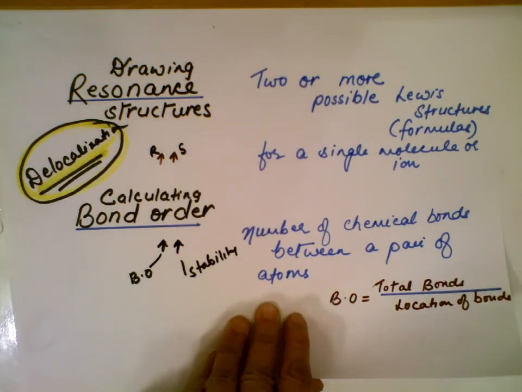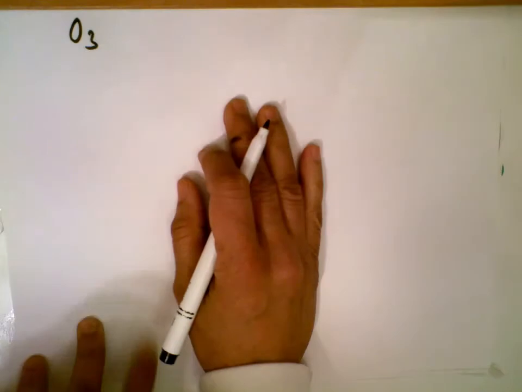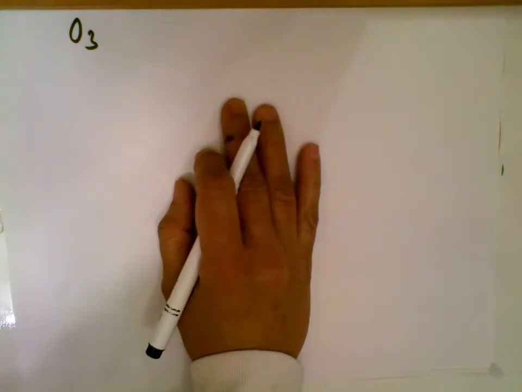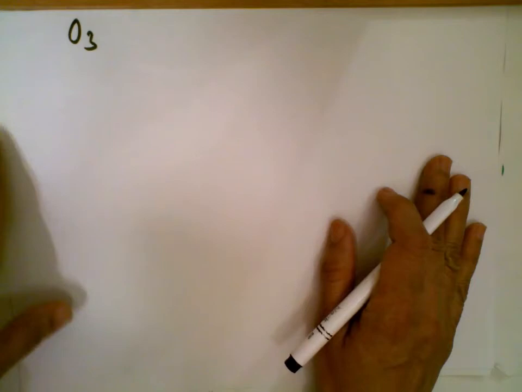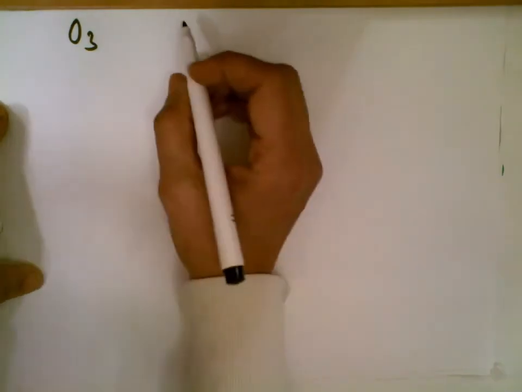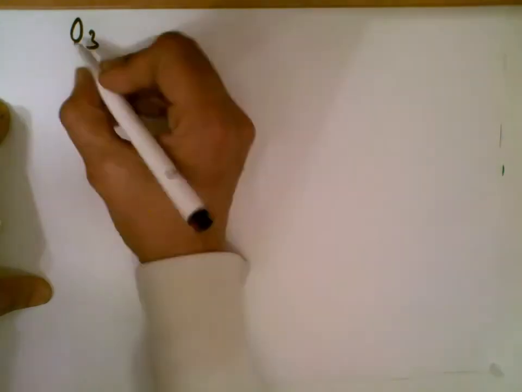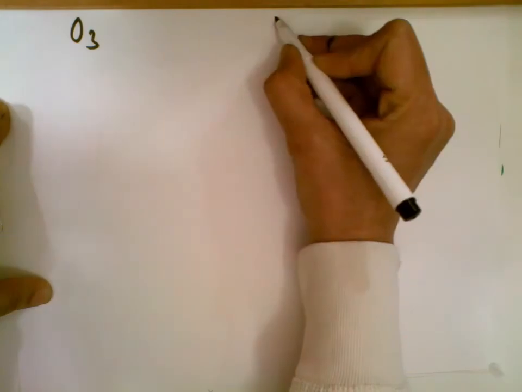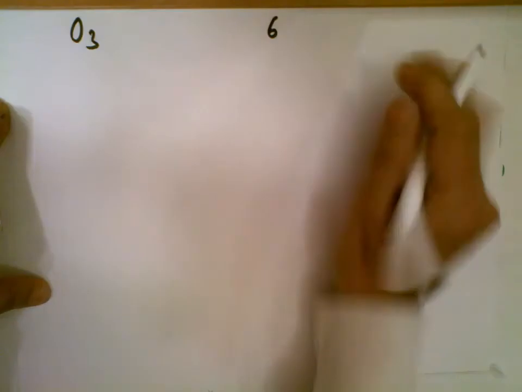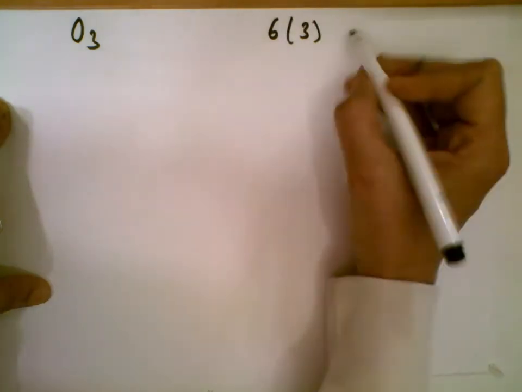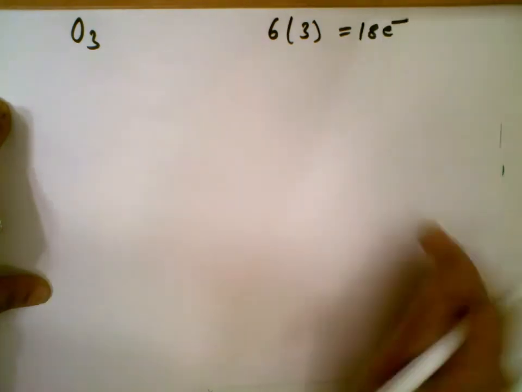Let me take an example here. Ozone, which is actually an allotrope of oxygen, O3. So let's follow the rules for Lewis dot structures. If you don't remember the rules, please review the rules for the Lewis dot structures. Oxygen has 6 valence electrons, and since you have 3 atoms, you are going to write 3 here. And 6 times 3 will be a total of 18 valence electrons.